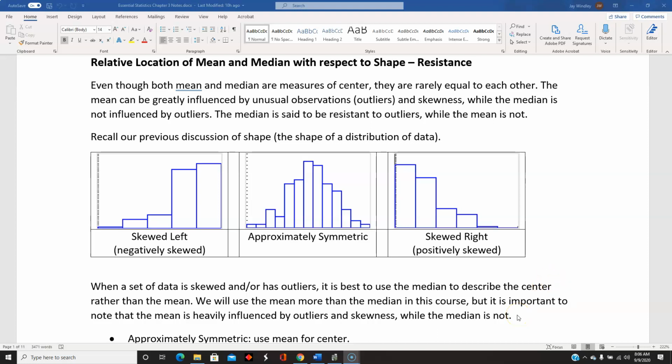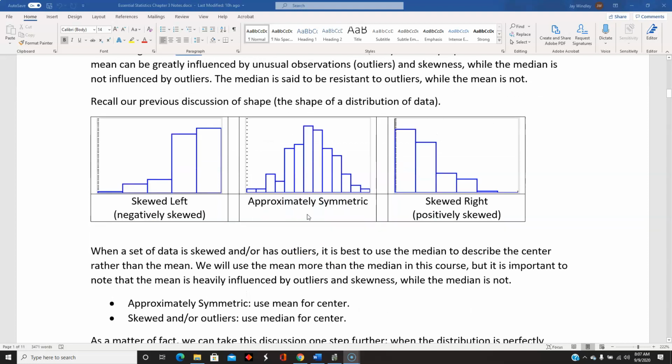As this course goes on, we're going to use the mean way more than we'll use the median. But just a good thing to know that median is what should be used when the data is skewed. Later on in this course, we're going to be dealing with a lot of distributions that are roughly symmetric, which is why we get to use the mean.